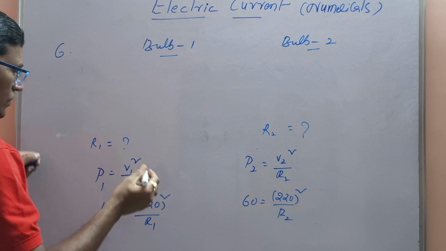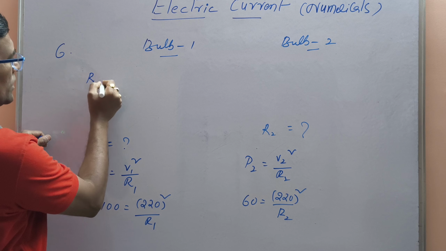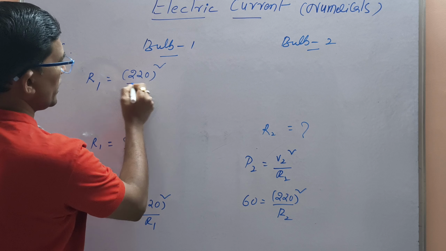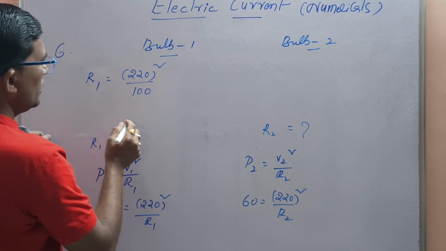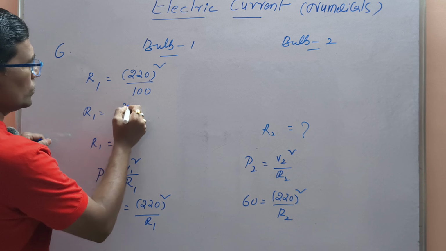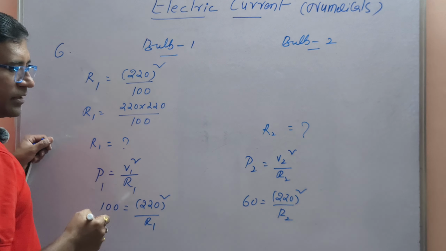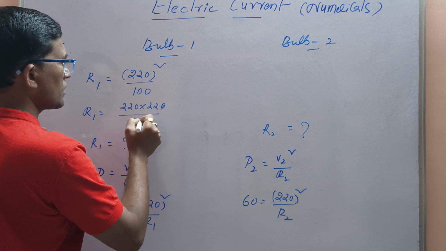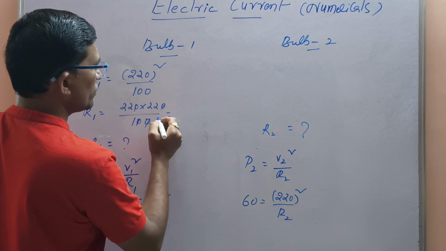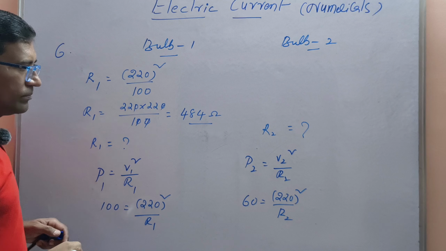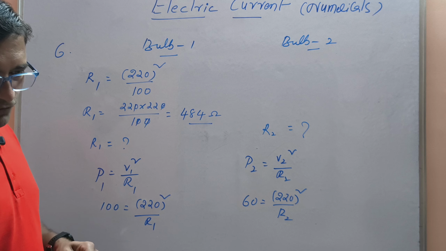Then I will continue the problem, I will rub this. Now by interchanging, R1 is equal to 220 whole square by 100. R1 is equal to 220 into 220 by 100. I will write it, then it is very easy to cancel. The zeros get cancelled. 22 into 22 means it is 484 ohm. Understood? It is 484.